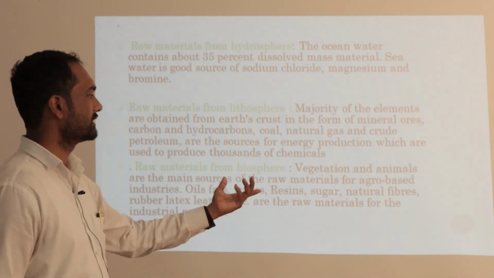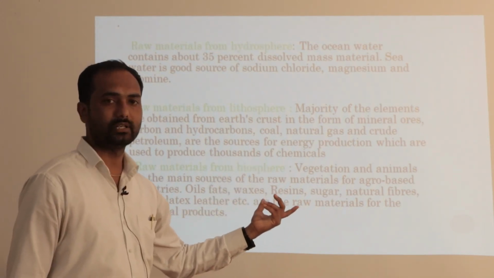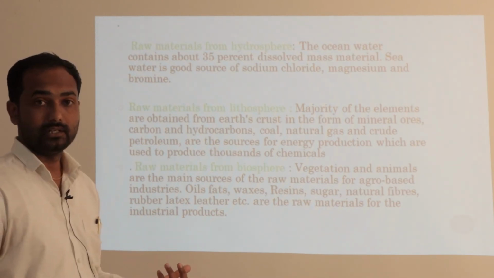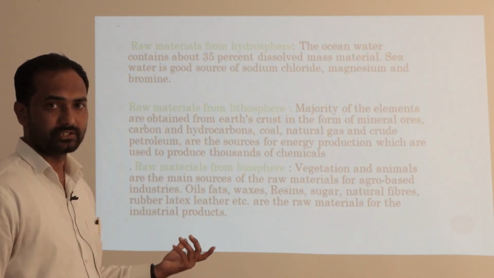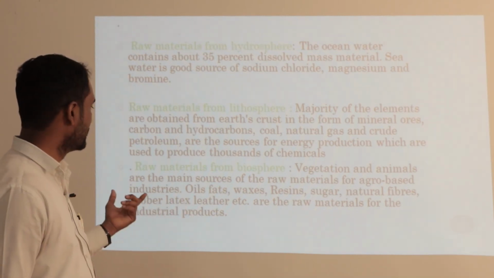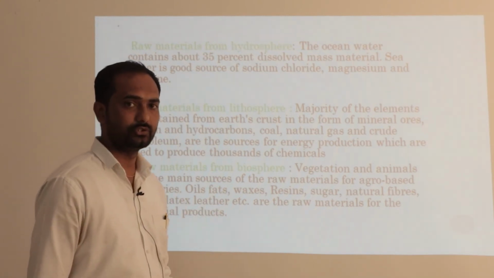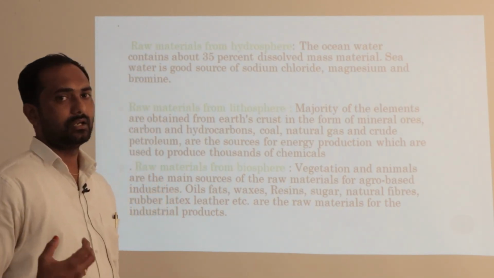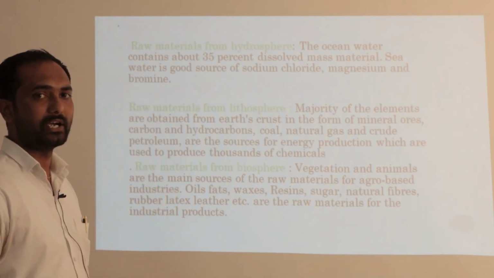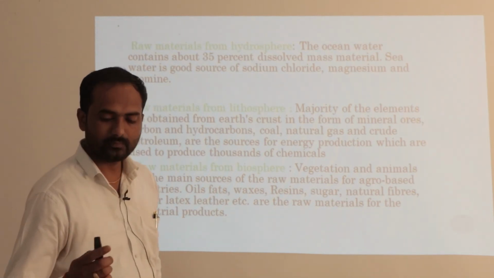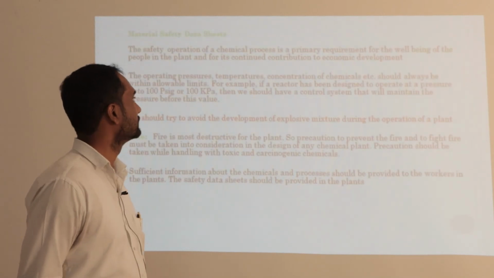So these fibers, natural fibers, that means cotton fibers, are used in textile industry. Then after leather, which is also used in leather industry, can be obtained from animals, that is also one of the parts of biosphere. Then we have latex, which is used for rubber formation, which is also one of the raw materials from biosphere. Okay, so this is all about raw materials.